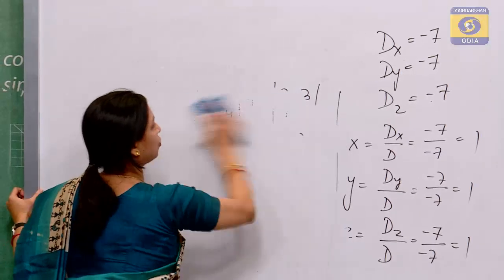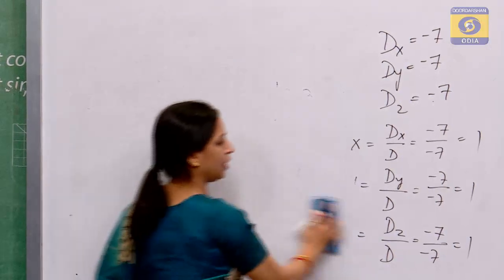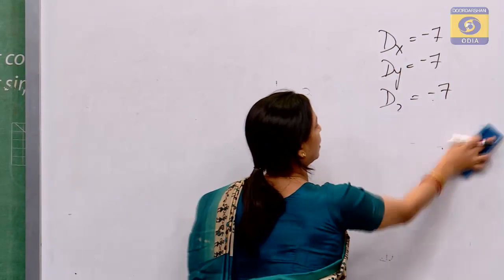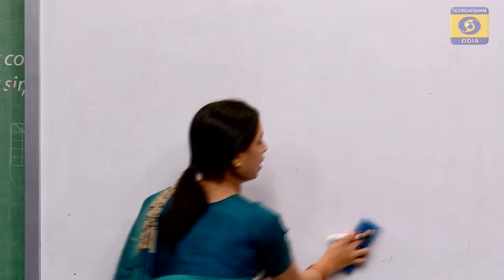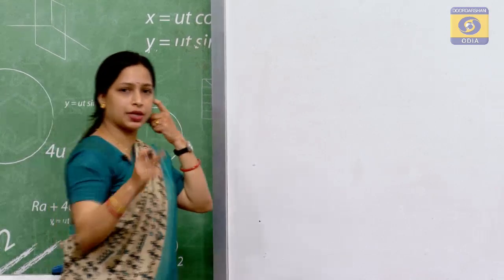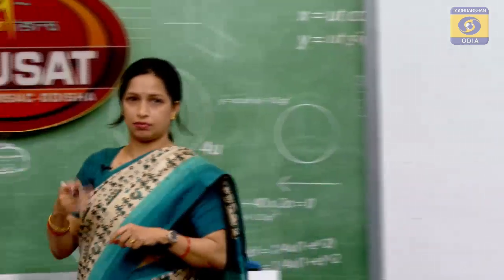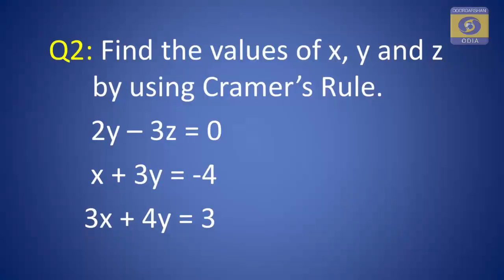Here also you have to be careful about the arrangement of the variables, right. Now, you have to first see how many unknown variables are shown, right. Now, as you can see in the slide, the question is 2y minus 3z equals 0, x plus 3y equals minus 4, and 3x plus 4y equals 3, right.